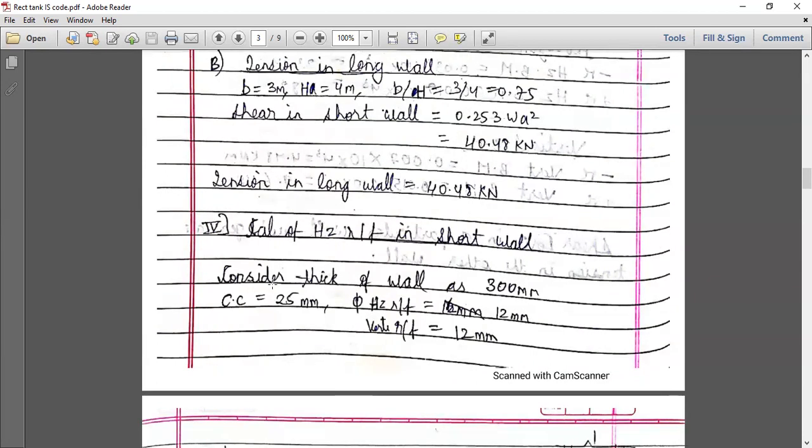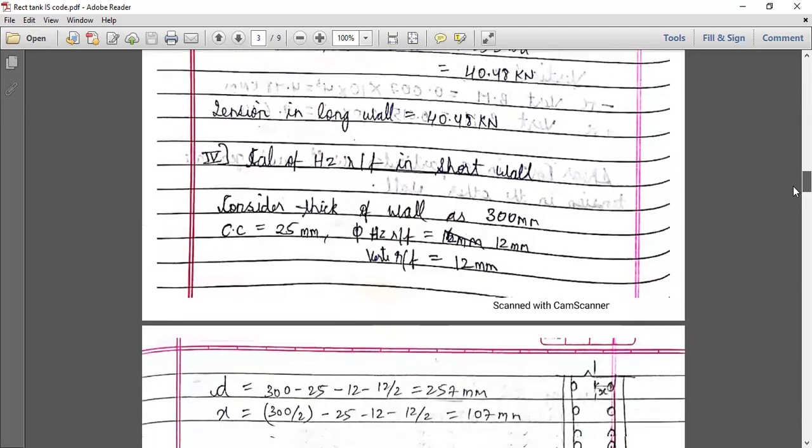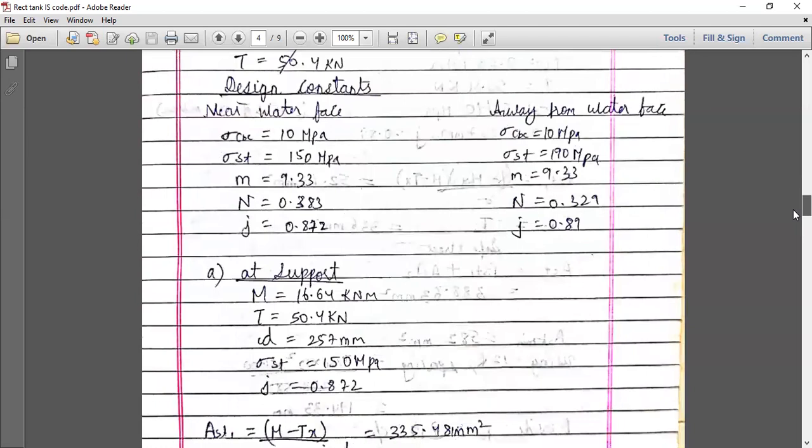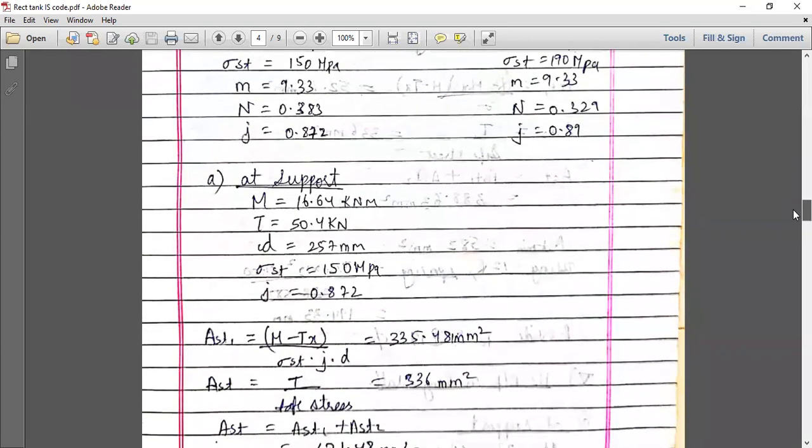ठीक है, here I have directly considered a suitable thickness. Now you calculate the value of the thickness from the criteria and tell me how much you are getting. ठीक है, and then we will find out the design constants. So here also the value of sigma st will remain the same as per the new code. The value is same. So from here we will have to work out, and then we'll find out at the support.